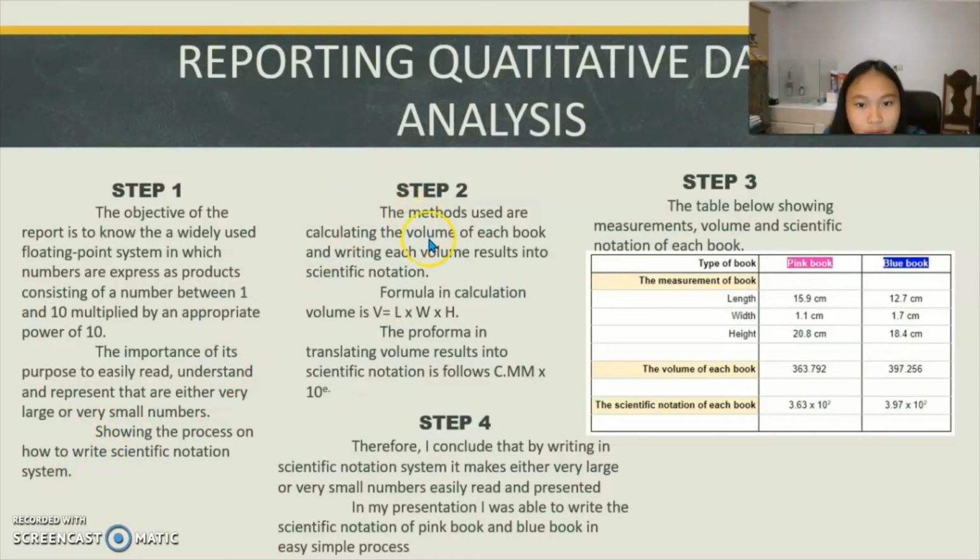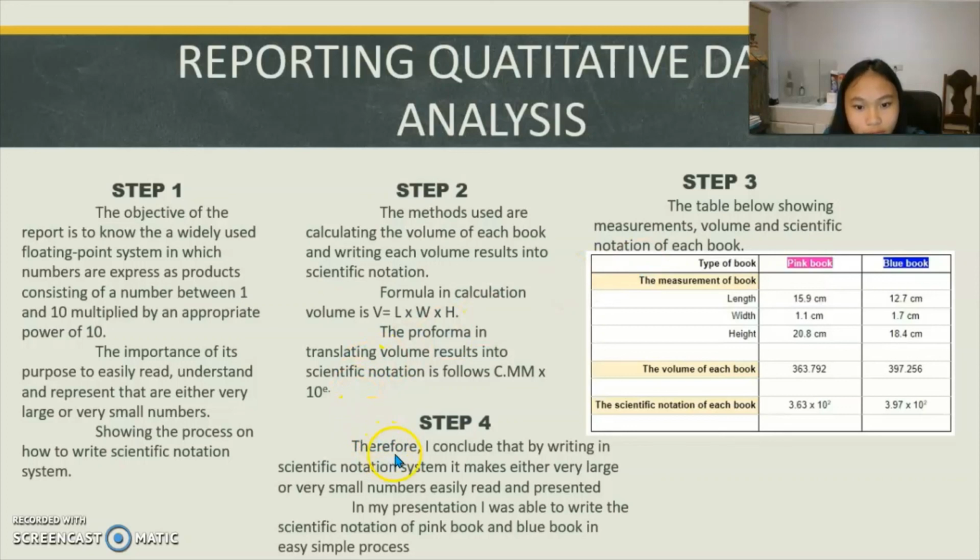Step 2. The methods used are calculating the volume of each book and writing each volume result into scientific notation. Formula and calculation: volume is volume equals length times width times height. The proforma in translating volume results into scientific notation follows C.mm times 10 E, where E is for exponential. Step 3. The table below shows measurements, volume, and scientific notation of each book.